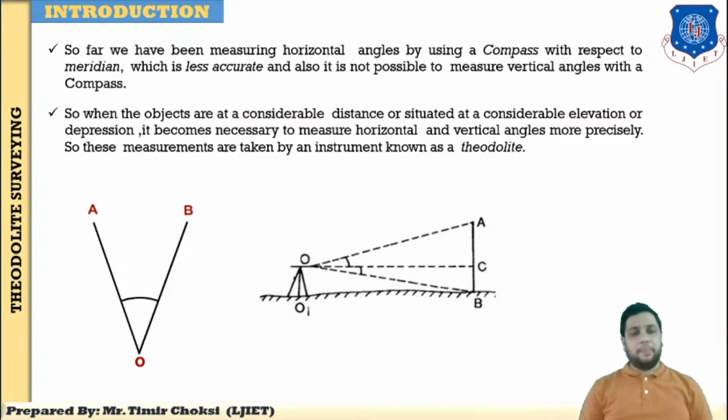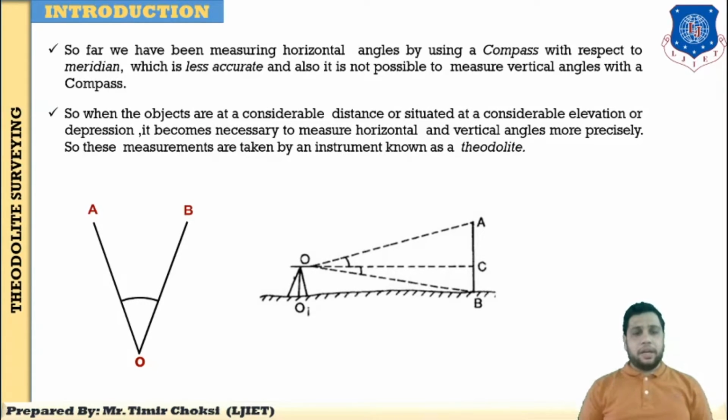Now going further, for bigger work, the instrument and method have to be changed, because when larger work is being done, the compass does not work in this type of field condition. So theodolites are used for finding the horizontal angle as well as the vertical angle in the field. Measuring the horizontal angle using the compass with respect to a meridian, which is only a reference we have taken, is less accurate, and it is not possible to measure the vertical angle.